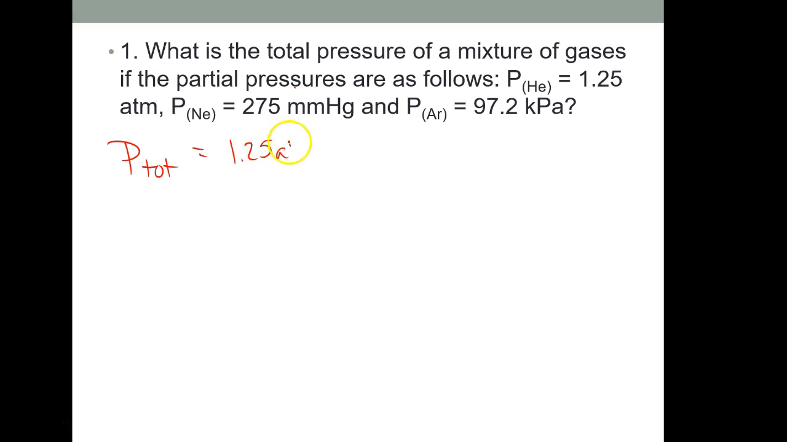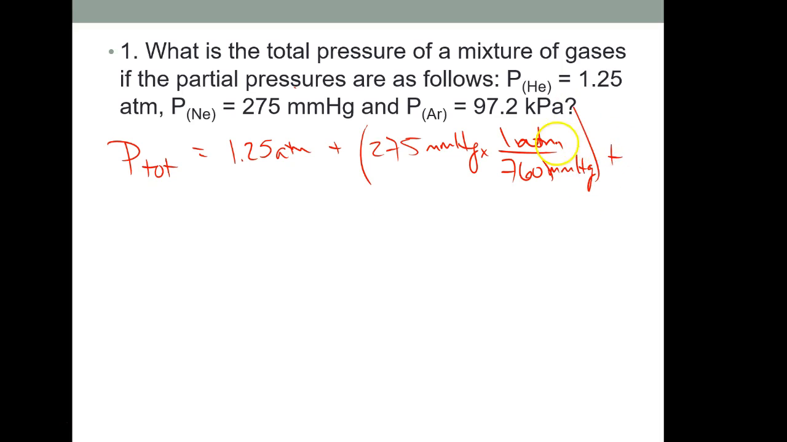So 1.25 atmospheres plus, I'm going to change that 275 millimeters of mercury into atmospheres. And the 97.2 kPa, also going to change that into atmospheres. That's 101.3. And if you use parentheses, I'm sure you can probably do this on your calculator. If you don't have the parentheses, you might have to actually sit down and write them out.